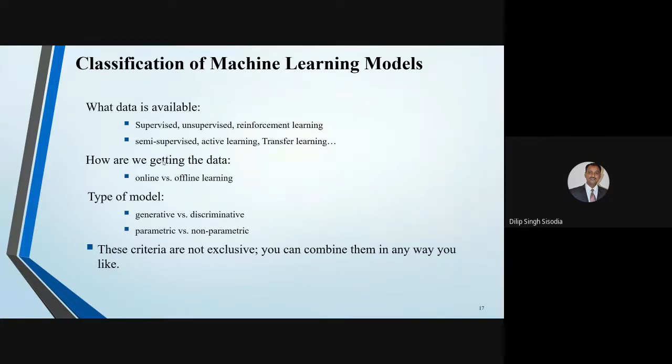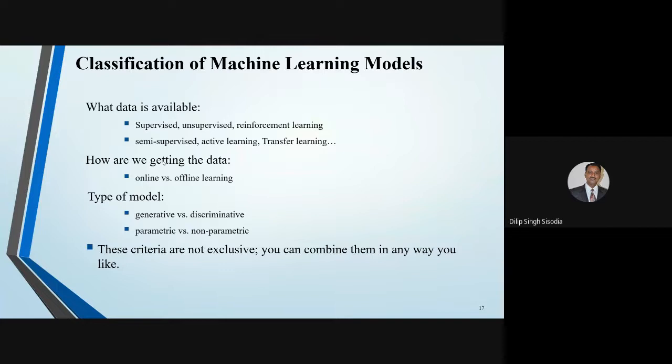How are we getting the data? Whether online or offline. What are the different types of model, whether it is a generative model or a discriminative model, whether it is parametric or non-parametric, whether it is probabilistic or non-probabilistic, like this. Still, these criteria are not exclusive. We can combine them in any way we want.